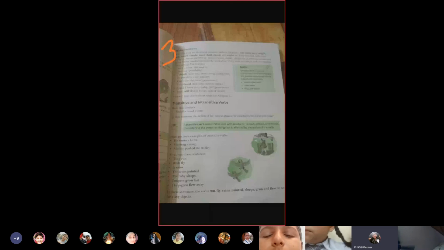Birds fly. It rains. The artist painted. Now in these sentences, words like run, fly, painted, sleep, grow, and flew do not have any object. Here they act as all in all alone. So again, I will just take you to the example section.